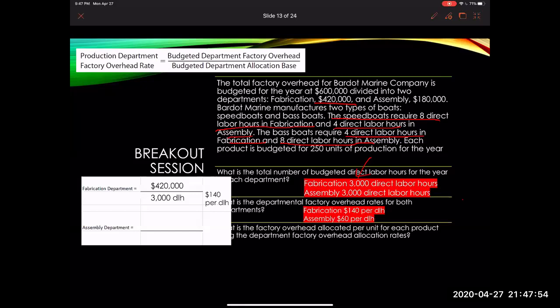And then we're going to do the same thing for the assembly department. The assembly department is $180,000, and then their total hours is 3,000 hours. So we're going to put that here, and there we have it. Okay. So hopefully that made sense to you guys. Again, first you need to find out the number of hours per department, and then you need to find out what is each department factory overhead rate.